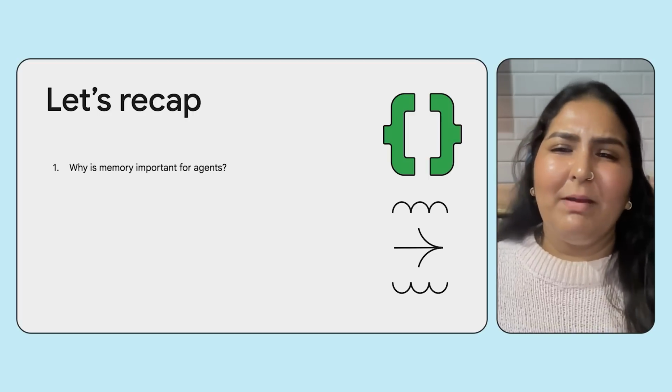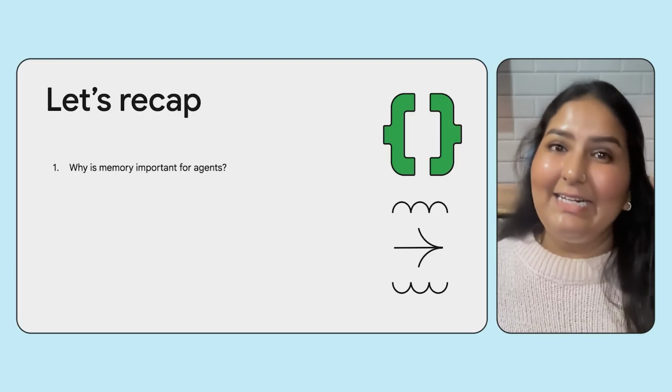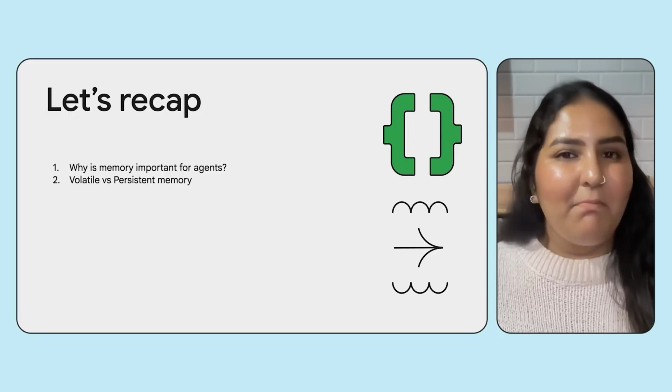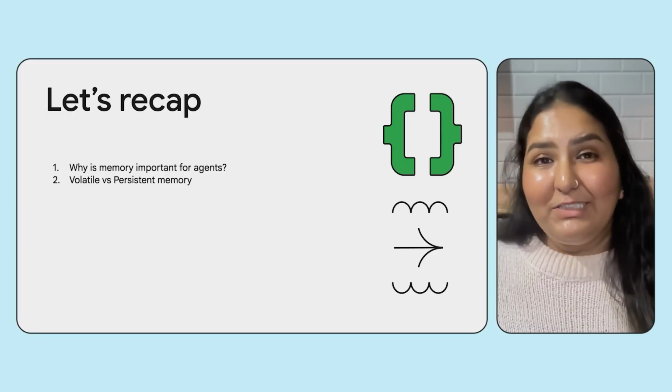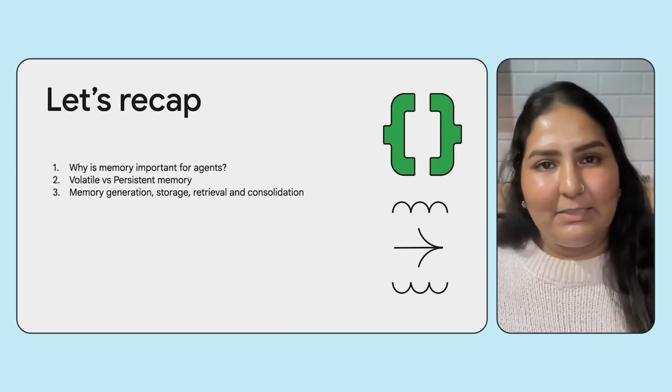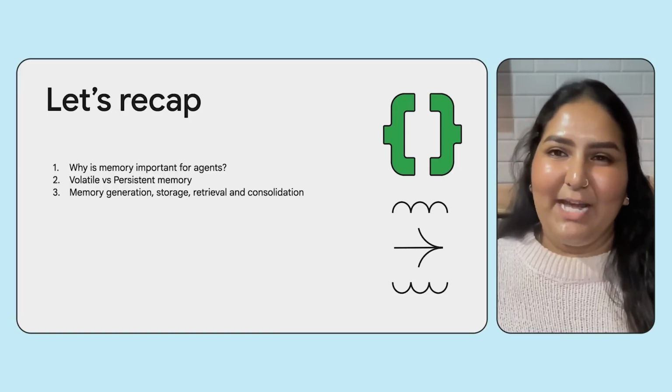We've learned how crucial memory is for creating personalized and intelligent AI agents, and we've explored the differences between volatile memory and persistent memory. And we've also seen how memory generation, consolidation, search, and retrieval works with Google's ADK and Vertex AI Memory Bank. And now it's your turn to build your own memory powered agent.